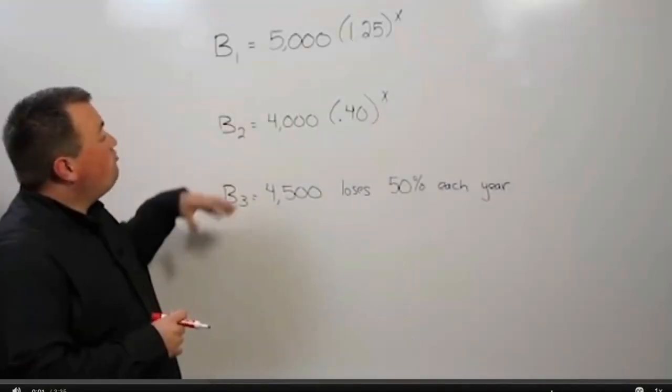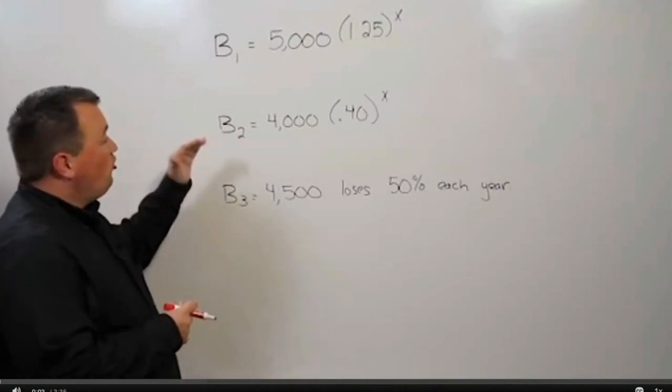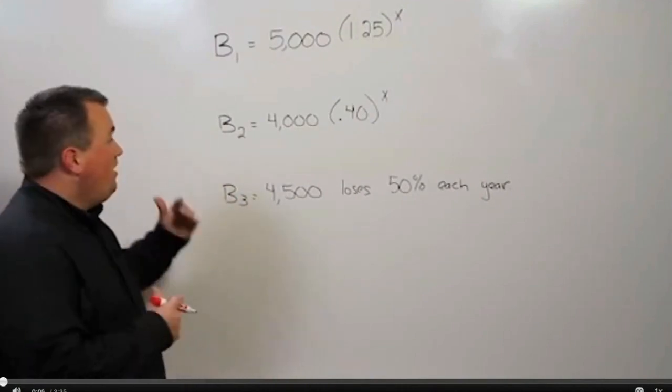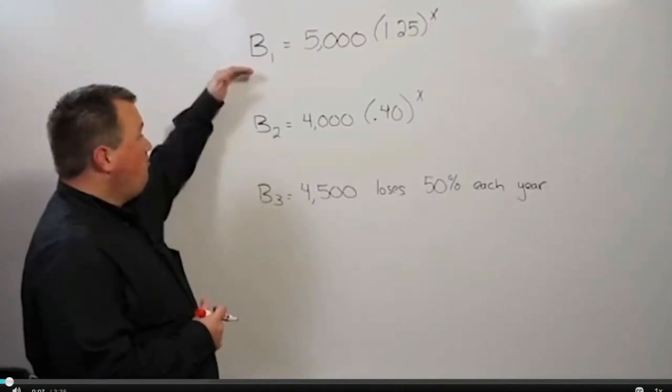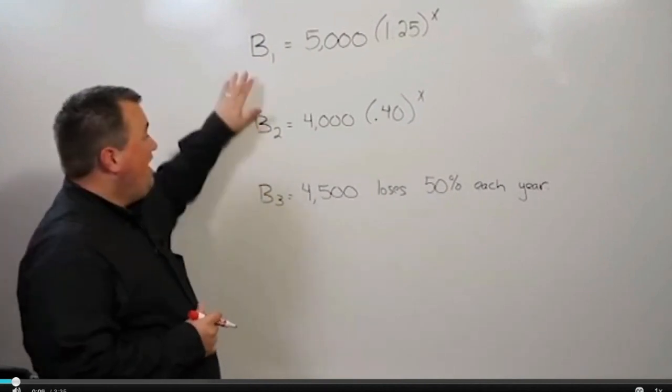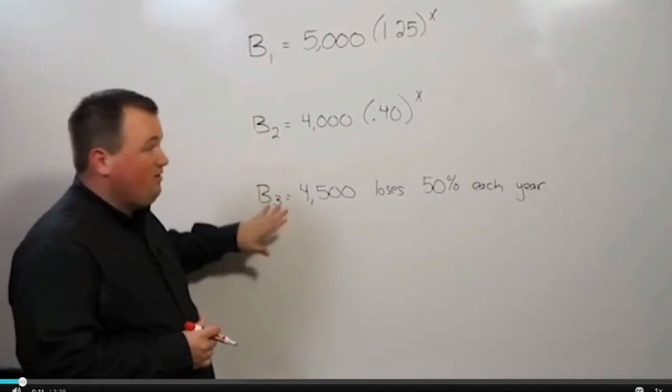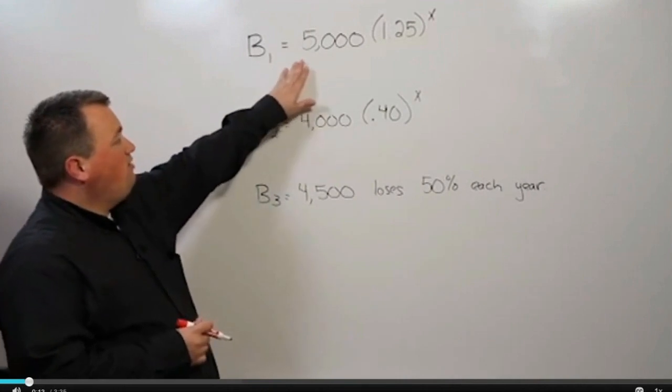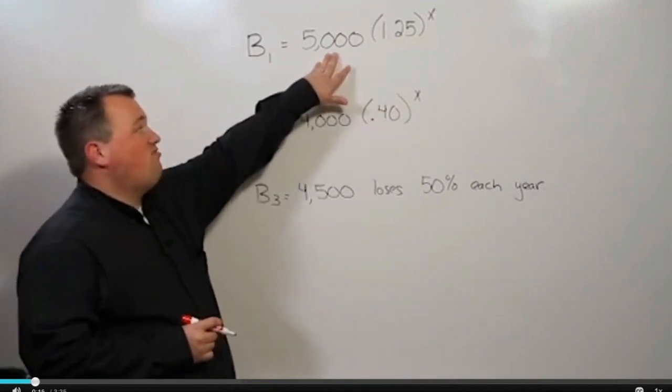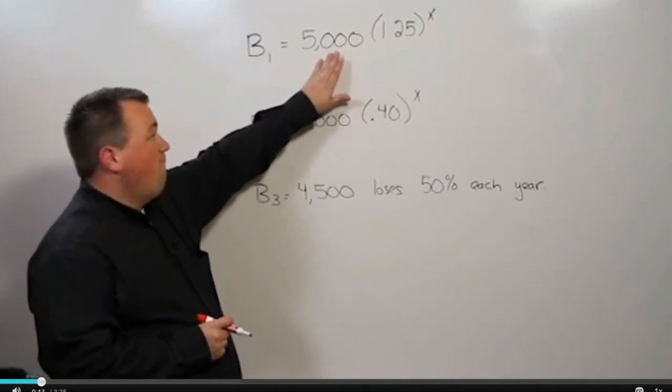Today I'm going to show you how to use the properties of exponents to interpret exponential functions. In this particular set of examples, I'm going to be referring to the value of boats. I have boat 1, 2, and 3. So beginning with boat 1, the very first number you're going to see is 5,000. This is the initial value of the boat.